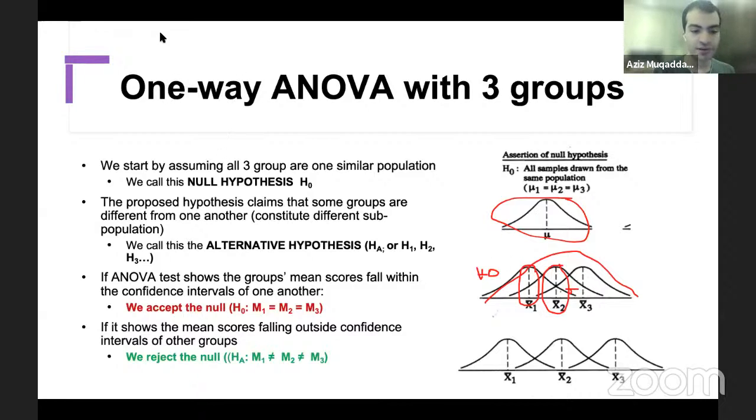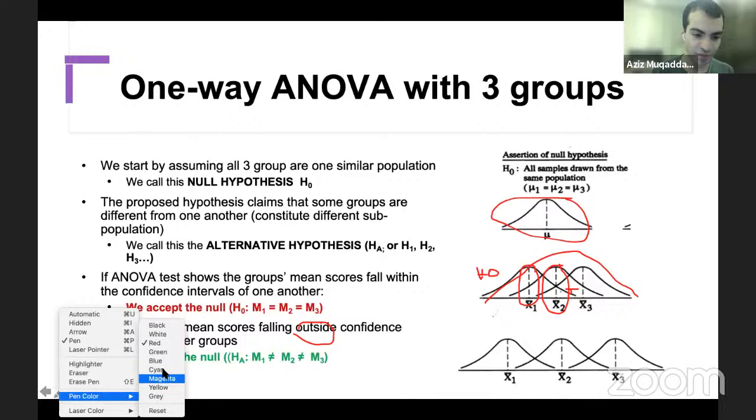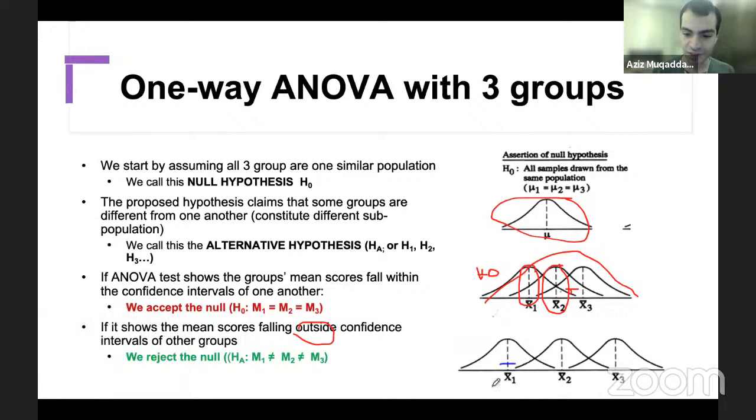If the ANOVA test shows that the mean score falls outside the confidence intervals, then we reject the null hypothesis. So actually, group 1 is different than group 2, and also different than group 3. Okay, and this is how it is being represented. So as you can see here, this is when the null hypothesis is false, so we get a blue. So you see here, this is the mean score, and it's outside the confidence interval of group 2, and same here, mean score of group 3, outside the confidence interval of group 2.